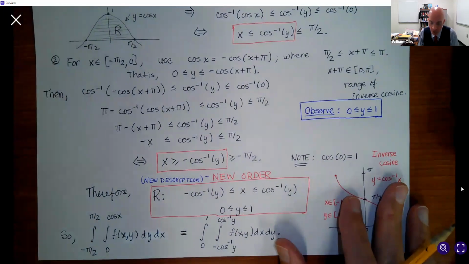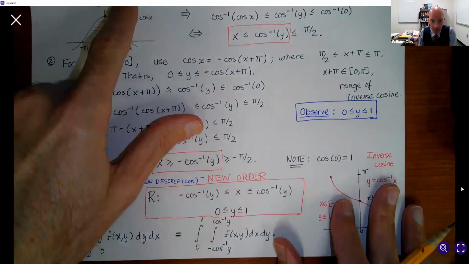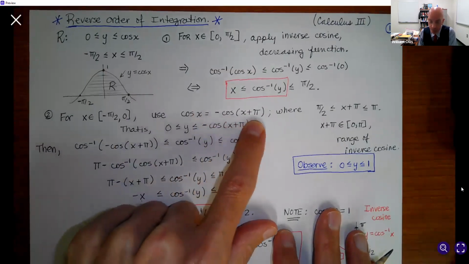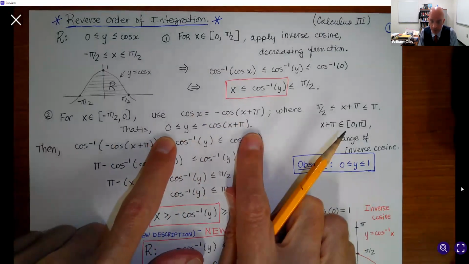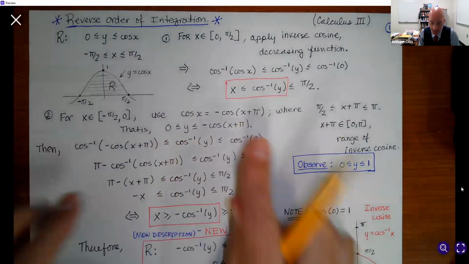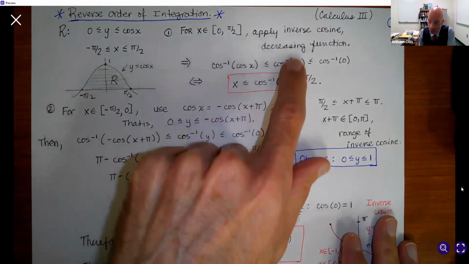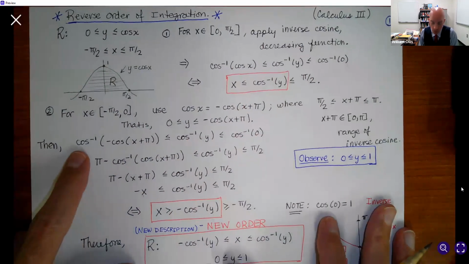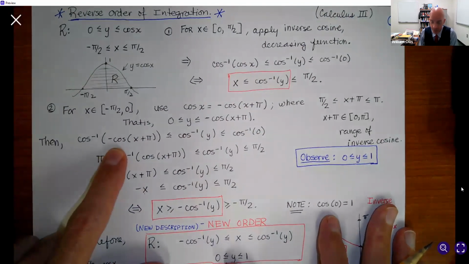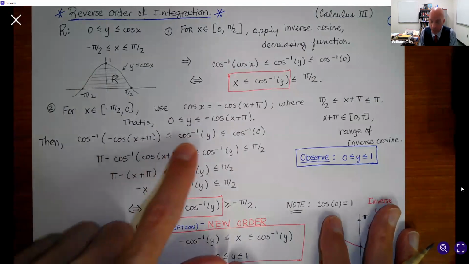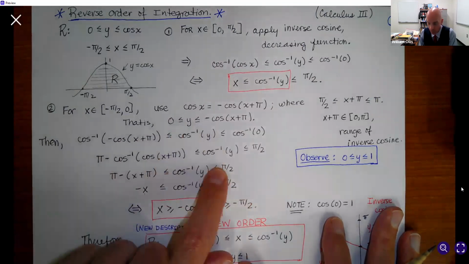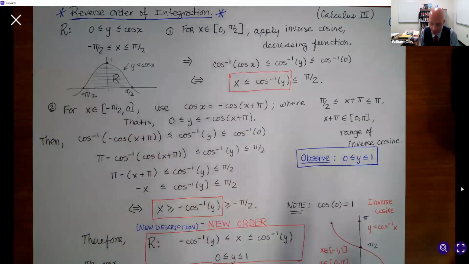So just like we saw, we're now going to replace the cosine x here with the negative of cosine of x plus pi. So our new inequality looks just like this. Now we can apply the inverse cosine, but remember this is a decreasing function, so everything reverses. So we have inverse cosine of the negative of cosine of x plus pi. We have the inverse cosine of y, and of course our friend, the inverse cosine of 0, which is pi over 2. And then of course the inverse cosine of y, no change there.